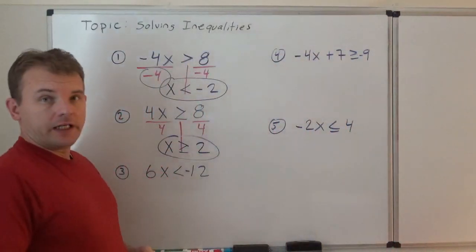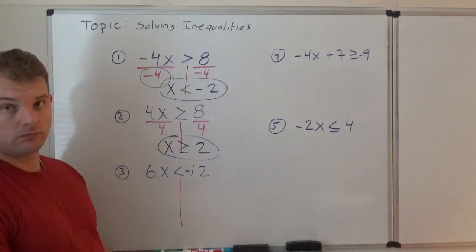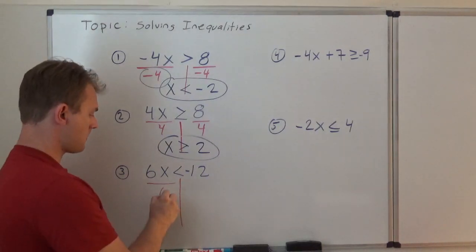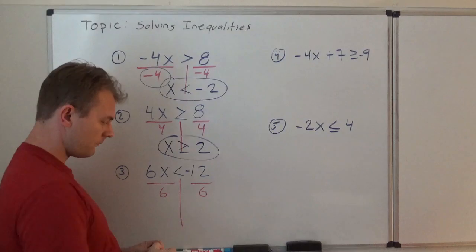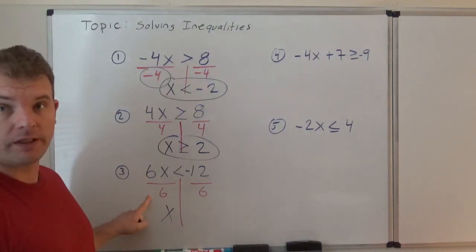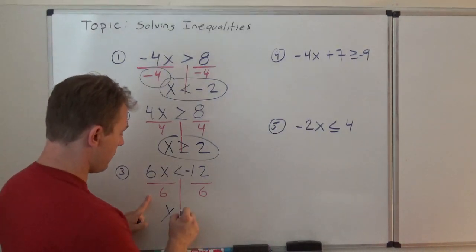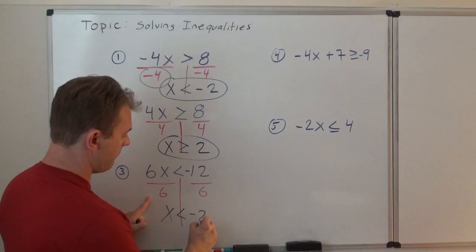Look at number 3. Here's your line. What do we do? Divide by 6, right? And we got x is, did we divide by a negative? No. So we're just going to keep it, and it should be -2.